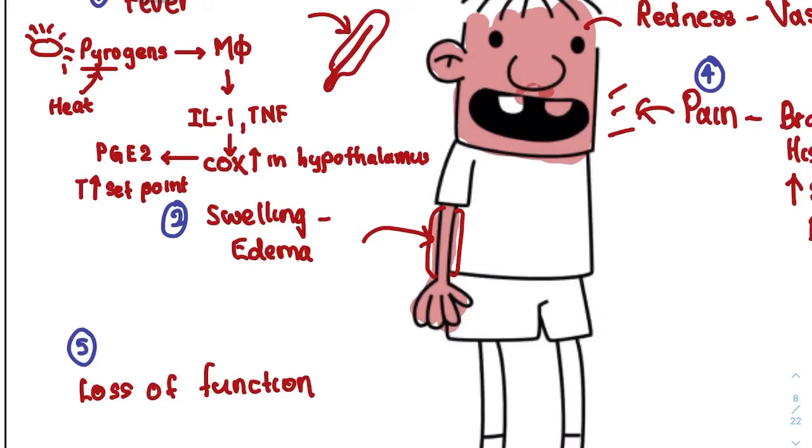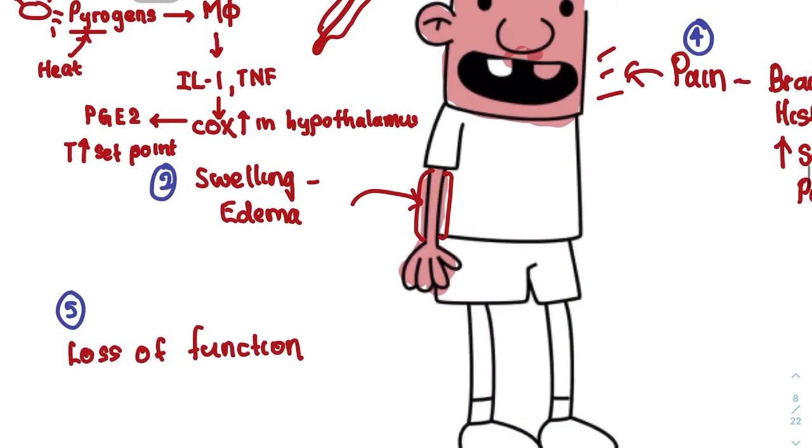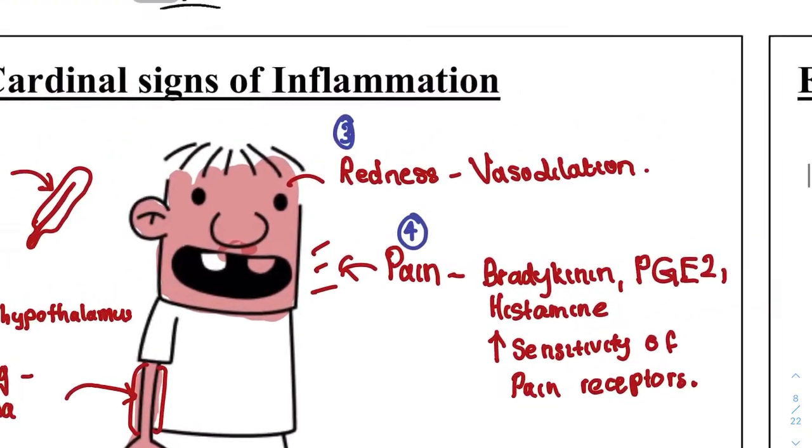So the next cardinal sign is swelling. That is due to edema. Now the first response of our body is vasodilation. That is to send as much fluid to the place of inflammation as quickly as possible. Third, redness. That is because of vasodilation.